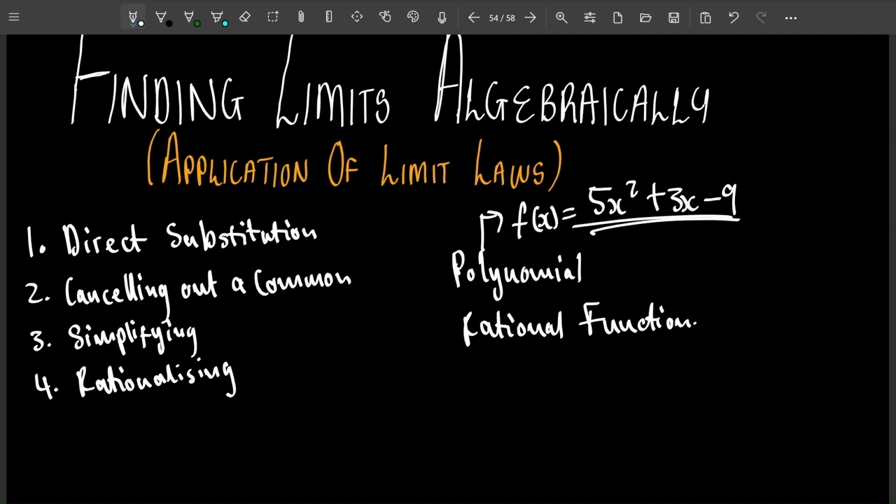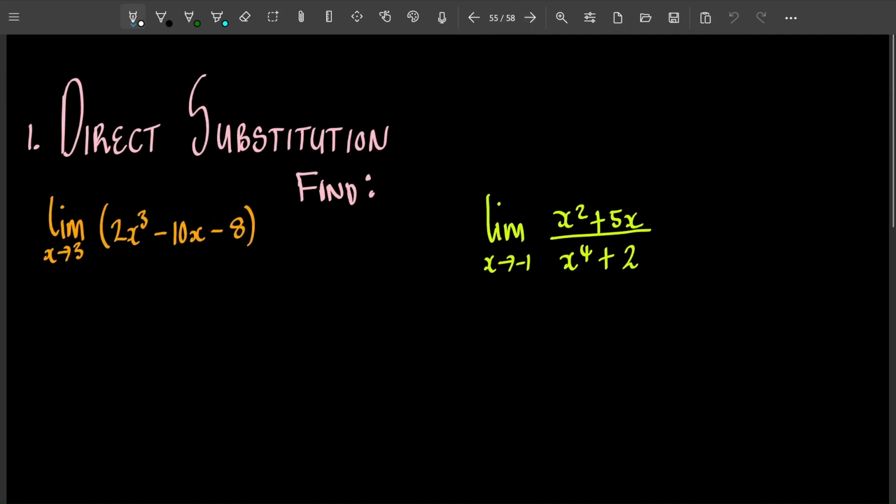For polynomials, we are always going to use method 1, which is direct substitution. And then if we don't have a problem, we use direct substitution again for rational functions. But other than that, everything else we are going to apply on rational functions: canceling out a common factor, expanding and simplifying, and then rationalizing, right? So let's go through some questions which we are having here.